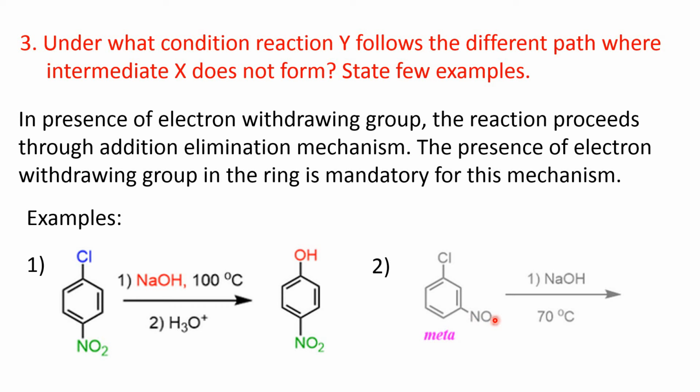When it is in the meta position, then it cannot stabilize this carbanion by resonance participation. So the carbanion is not stabilized by resonance participation. In that case, the reaction does not occur. Now third example, see this one. Here, this is the electron withdrawing group, and the same leaving group is present ortho position to this nitro group and para position to this nitro group.